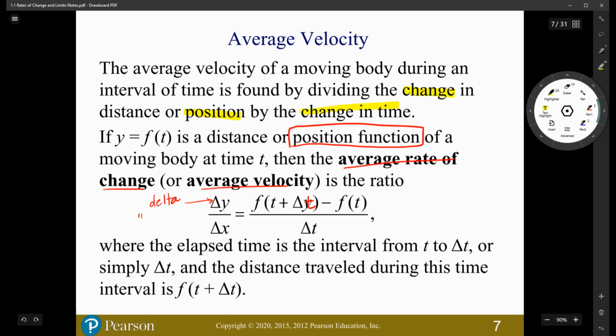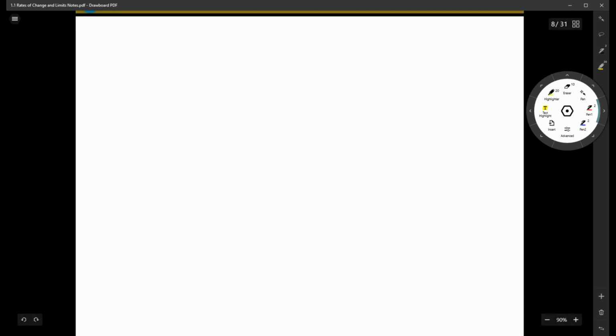But in math, sometimes you'll hear this read "change in." So the symbol delta, or the letter delta, is used to signify change, where the elapsed time is the interval from t to t plus delta t, or simply delta t, and the distance traveled during this time is f of t plus delta t. I understand that's very dry, so what I like to do is spice it up a little bit by showing that definition in graphical terms.